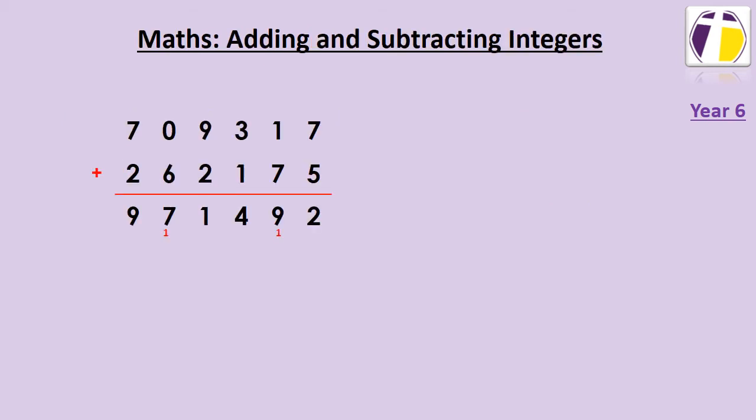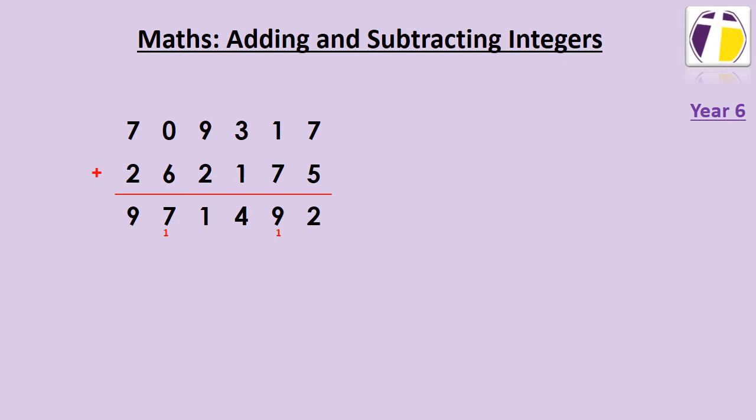In maths this week, we have been focusing on adding and subtracting integers, working with 6 and 7-digit whole numbers to use our formal methods of column addition and subtraction. You can see here an example on the screen of a column addition. 709,317 add 262,175. We always start in our smallest column, which is our ones or our units column. 7 ones add 5 ones is 12 ones. And you can see here that 12 ones is too big to go in this column, so we've had to make an exchange and move our 10 across into the next column.